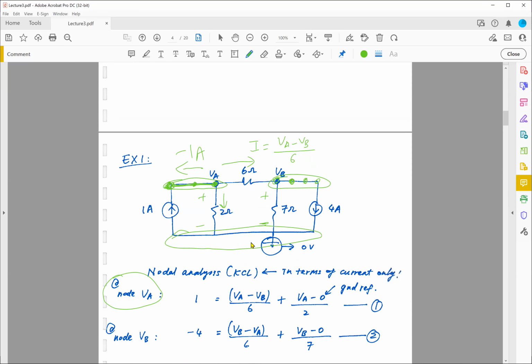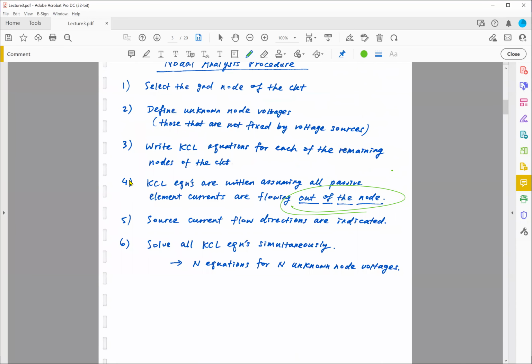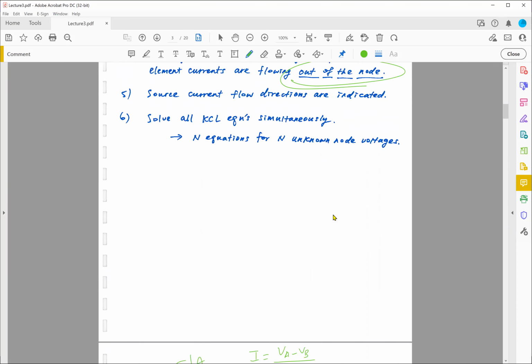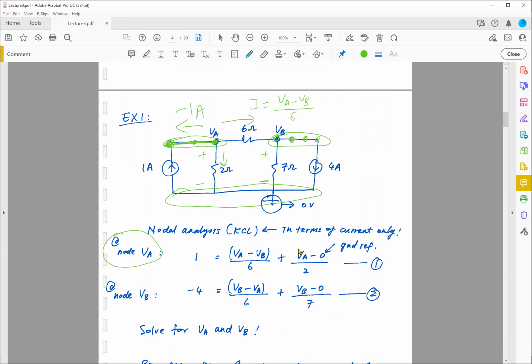And of course, strictly speaking, if I want to follow step number 4, assuming all passive currents are flowing out of the node, this is what I'm going to do. I'm going to rewrite over here: VA minus VB over 6. This part is the same, because this is the current flowing out of the node, plus VA minus 0 divided by 2. So again, this is the current leaving the node.